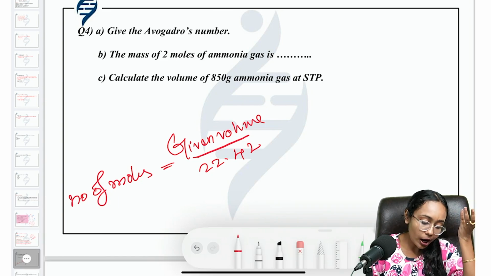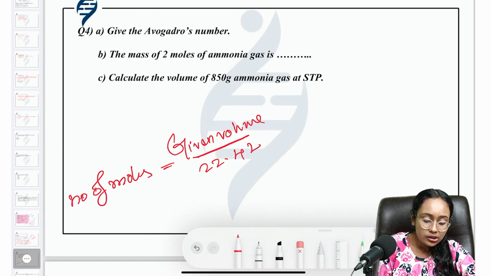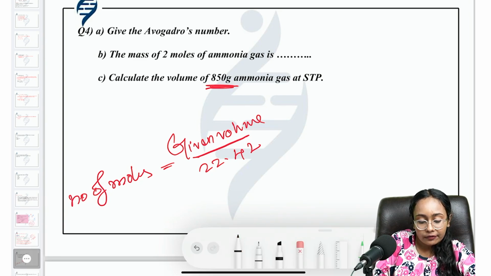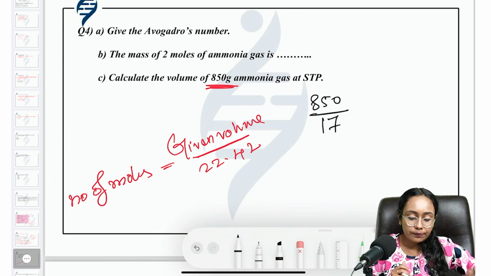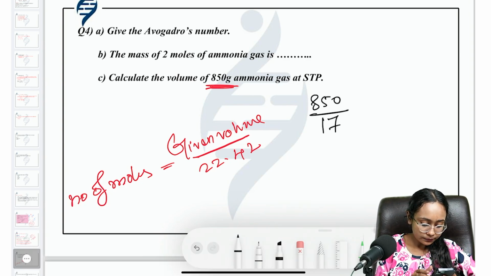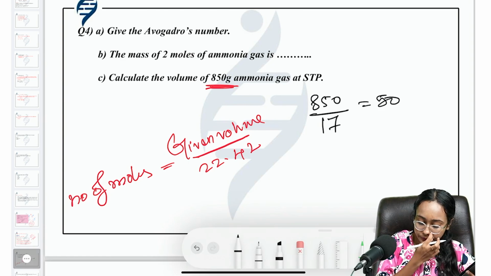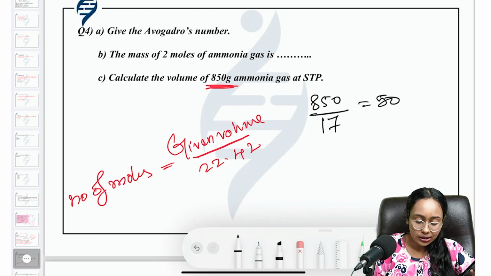Here the volume isn't given, so how do we find the volume? Even the number of moles is not given. The mass is given here, 850 gram. So given mass divided by molar mass. What is the molar mass of ammonia, NH3? Yes, 17. So divide this. Let's see what the answer is. 50. Okay, it's 50. So given mass by molar mass gives you the number of moles.